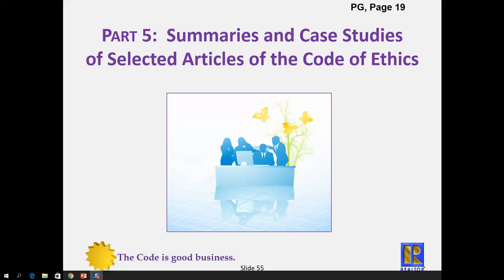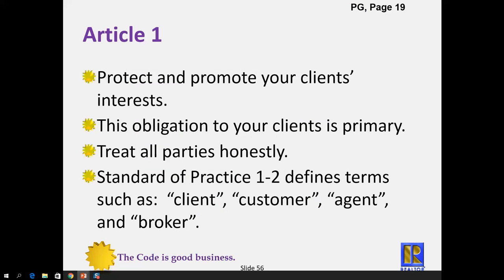Let's discuss some of the case studies regarding the articles in the Code of Ethics. Article 1 is there to protect and promote your client's interests. This obligation is your primary obligation, to treat all parties fairly. The standards of practice under Article 1 and 1-2 determine the actual definitions of clients, customers, agents, and brokers.